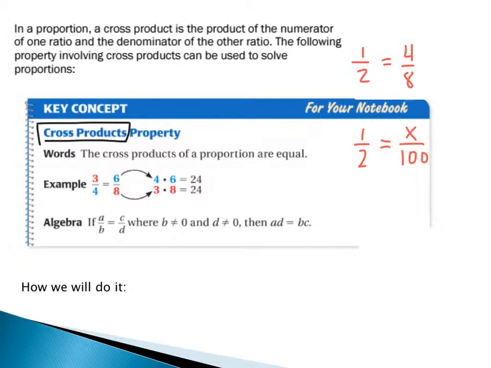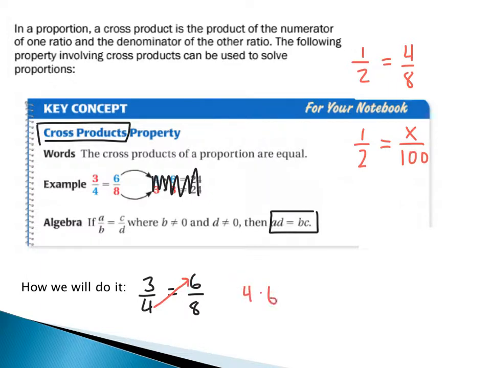Now they write this stacked on top of each other as a fraction, so I don't really like to look at it this way, but instead I like to view it like this. If you see a ratio, for example, 3 over 4 is equal to 6 over 8, for the cross product you take the denominator of one and multiply it by the numerator of the other, so 4 times 6, and set that equal to the product of the other numerator times the other denominator, so 3 times 8.